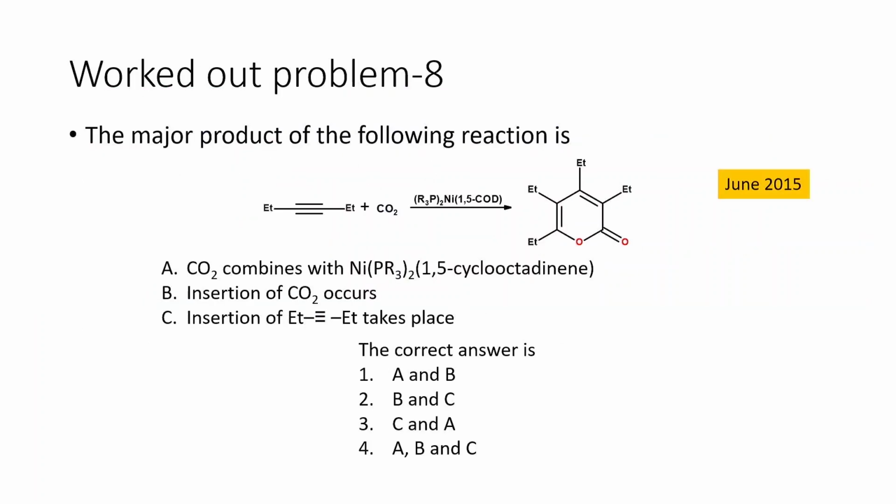Next problem: the major product of the following reaction is... here an alkyne and carbon dioxide are given in the presence of a nickel catalyst. That leads to a cyclic product.